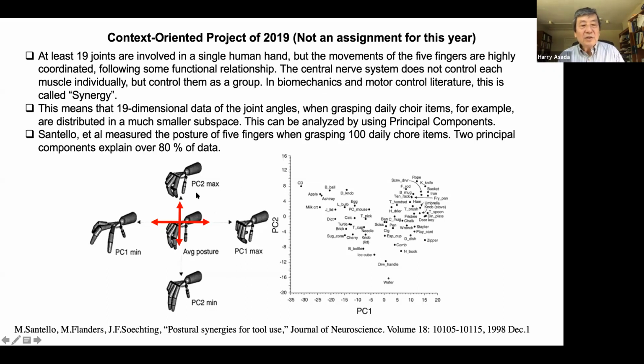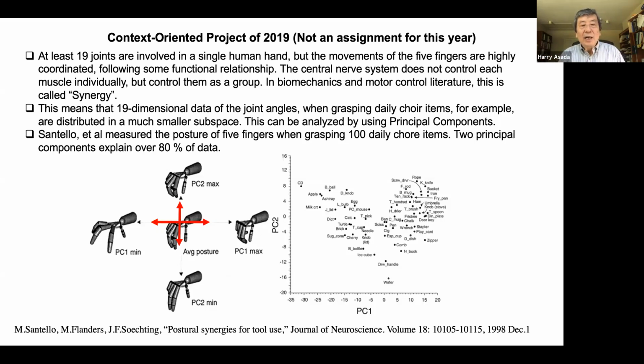This is to measure human hand motion, okay? If you count the number of joints in a single hand, you can find at least 19 joints. Now the central nervous system moves and controls these 19 joints. It does not control individual muscles individually. Rather, it sends a command to a group of muscles, and that signal controls the combinations of these muscle movements as a group, and it's called a synergy.